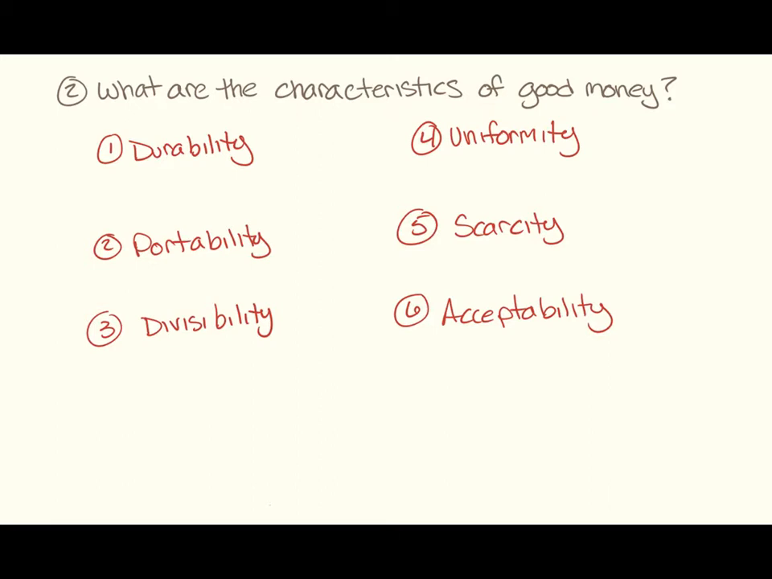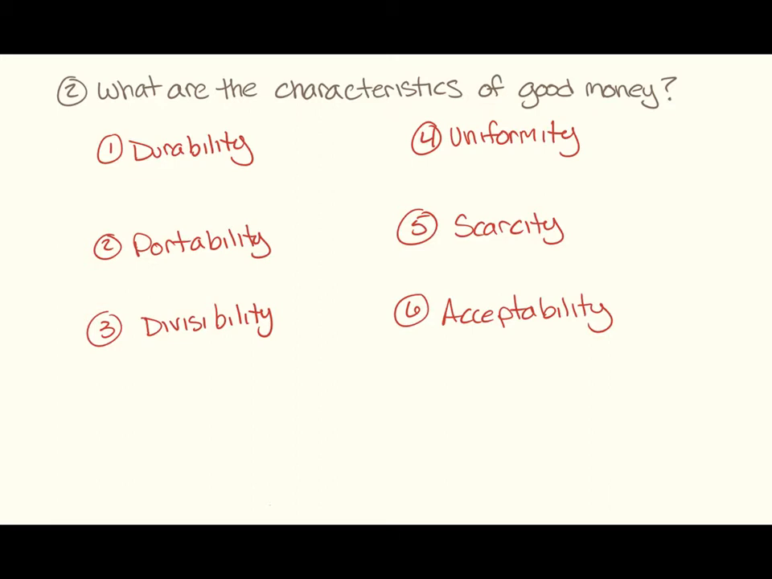Number 4, the money has to be uniform. So we're looking for uniformity here, meaning that it can't be something that's one of a kind. Otherwise, we're not going to be able to agree on its relative value. So for these forms of money, it has to be something that there's enough of to have enough of a supply of money that lots of people can be using it for transactions all at the same time.